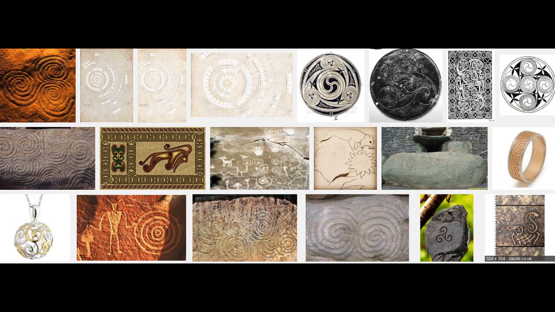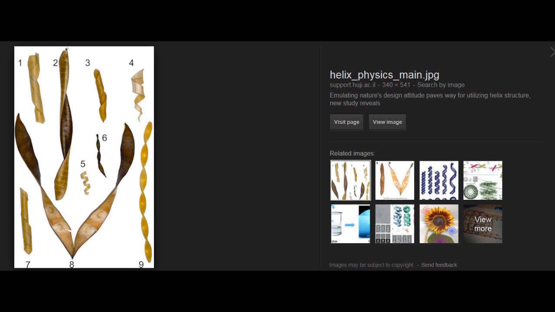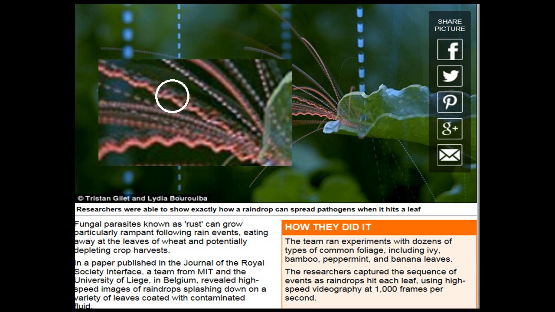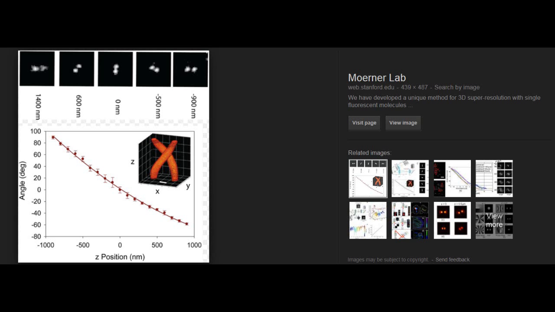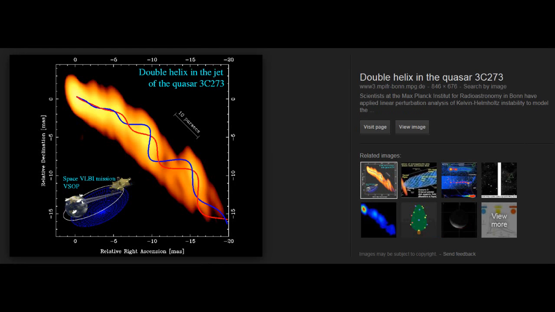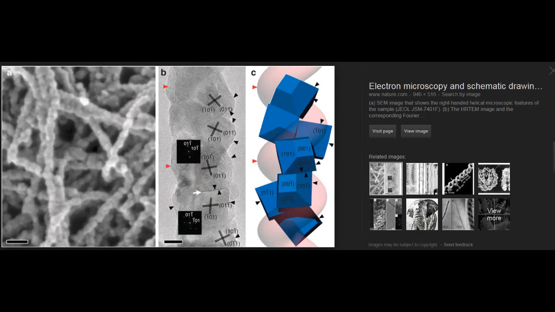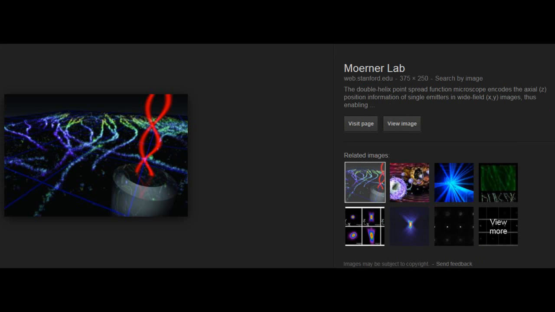Now we have mythology. Spirals found all over the world, found in plants, helix physics, found in pathogens that come off a leaf when water hits it. As you can see, pine cones are double helix because energy runs in the boundary and energy moves matter. This is the Morna lab showing energy in a funnel, double helix jet in a quasar, double helix funnels under the electron microscope. More double helix energy from the Morna lab.